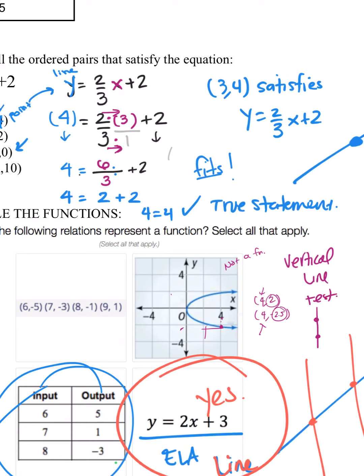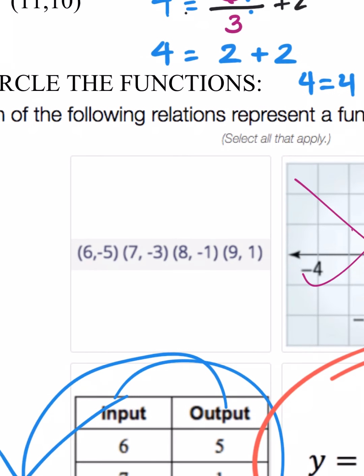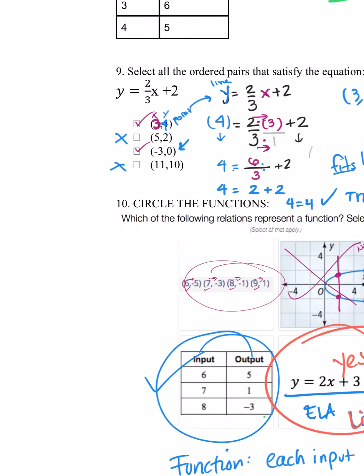Let's do it again, just in case you didn't understand that, or just rewind and look at your notes. If I do a vertical line, it touches 2 times, so it's not a function. You can't have 2 different outputs for the same input. Any same inputs? Nope. Every input has an output. Okay? This is a function.